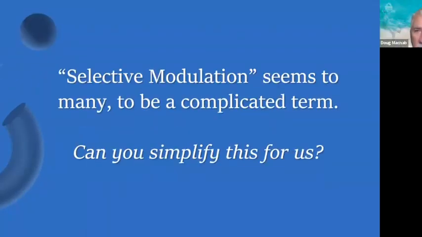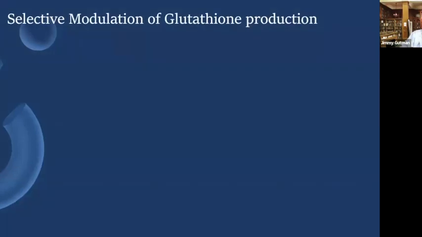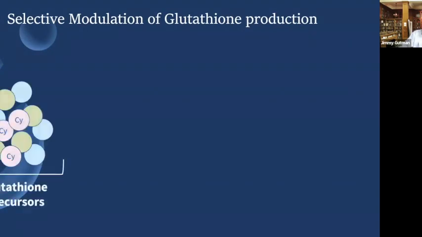Selective modulation seems to be, to many, including myself, a complicated term. Can you just simplify that for us, Dr. Guttman? Yes, for sure. I'm a little more visual, so let's look at a visual model here. Here we see a bunch of glutathione precursors. Note that I have labeled some of them CY for cysteine, which is the limiting amino acid, more specifically bonded or bioavailable cysteine. So you've got your precursors, including your cysteine.